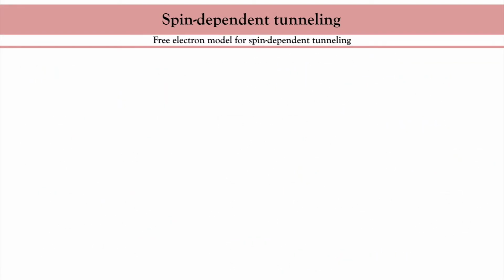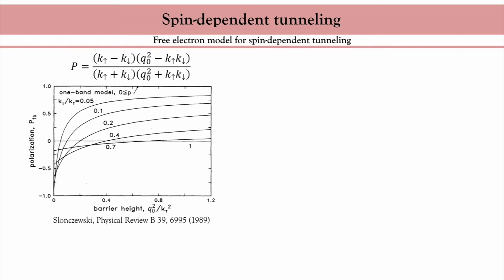We wrap up this discussion by looking at the parameter dependence of Slonczewski's polarization. Here is the plot that Slonczewski gives in his paper. The polarization is computed as a function of the ratio between the evanescent wave vector Q0 and the wave vector of the incoming up electron K up.